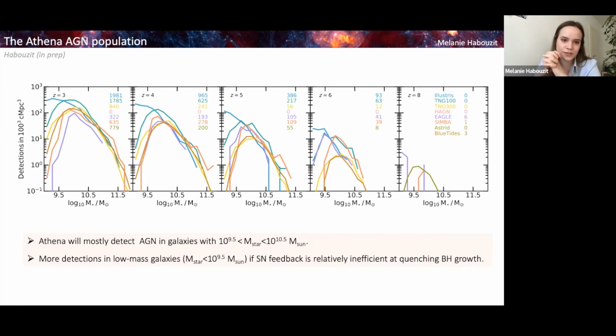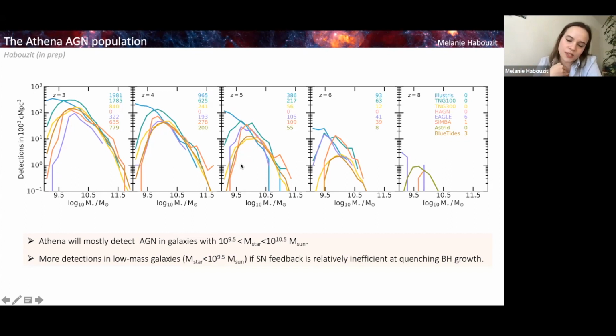The first thing to notice is, of course, again, the discrepancy between the simulations. That is good because when we have the observations, we can disentangle the simulations and their modeling. But one thing to notice is that for most of the simulations, there is this peak at all redshifts, basically. This is telling us that Athena will mostly detect AGN located in galaxies with a total stellar mass of order 10^10 solar mass at basically all redshifts and for most of the simulations. So this is the first thing to notice.